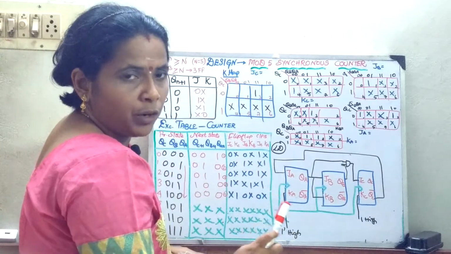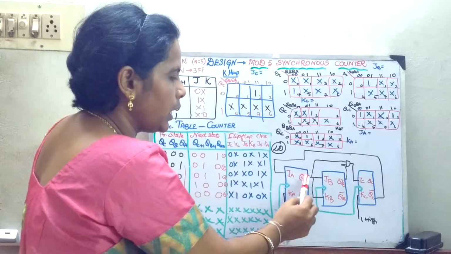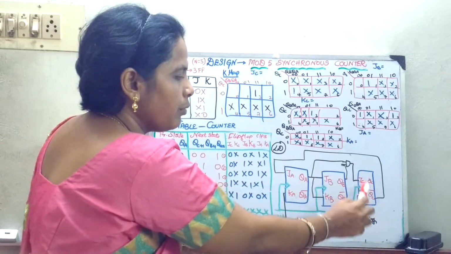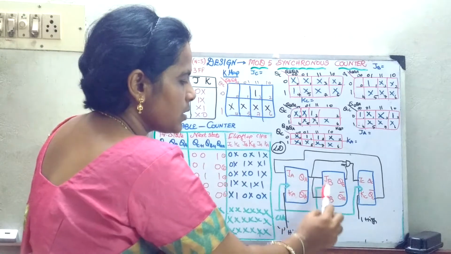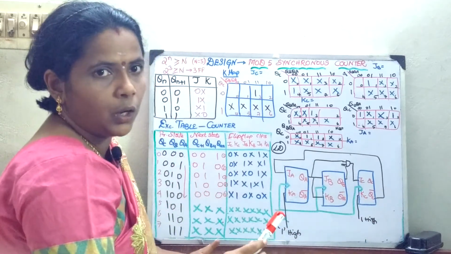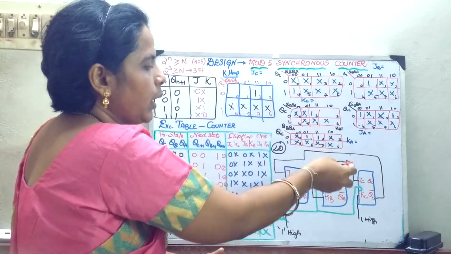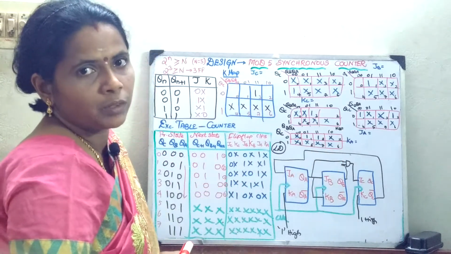You require how many flip-flops? 3 flip-flops. What are the inputs? JA, KA, QA, QA bar. Similarly, draw for 3 flip-flops. Since it is a synchronous counter, give the clock pulse. Draw the outline, get the expression from your K-map, draw the logic diagram. That's it.